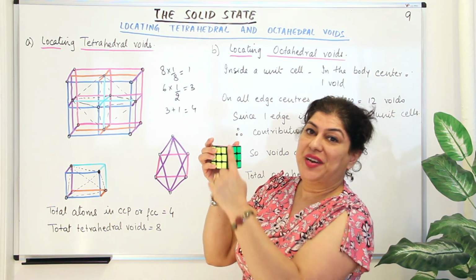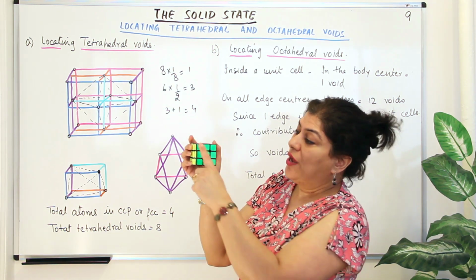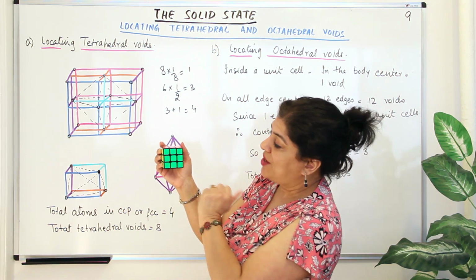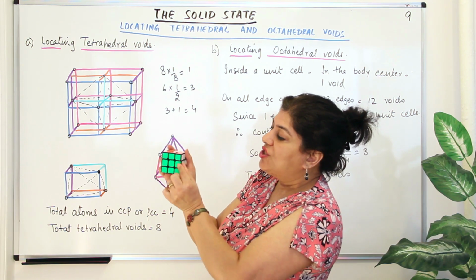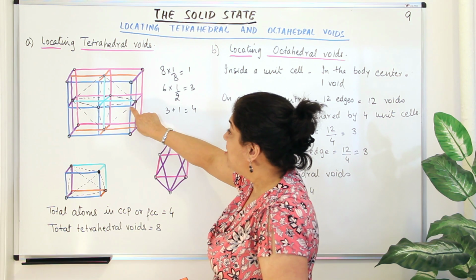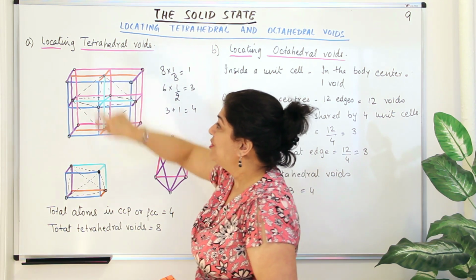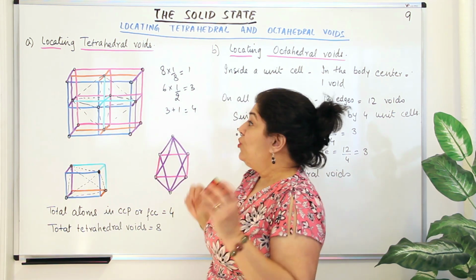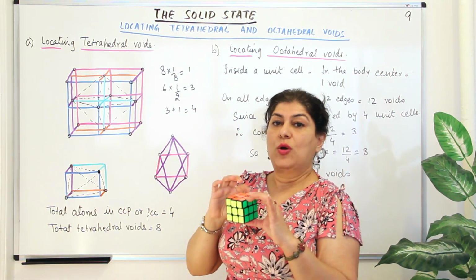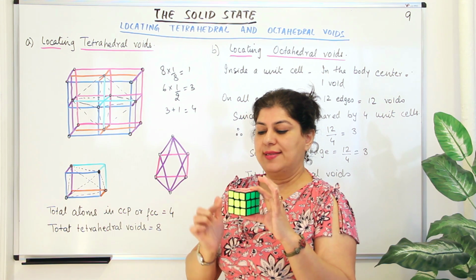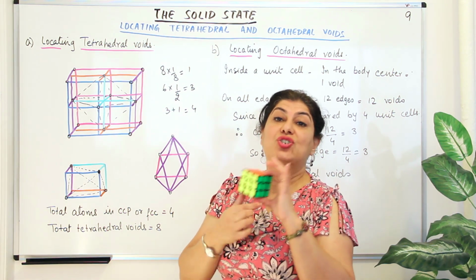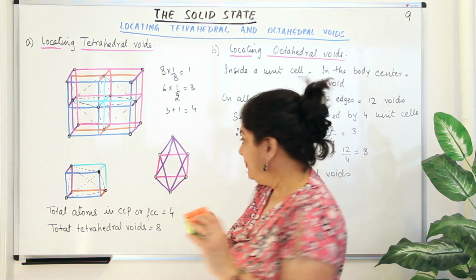This is an imaginary line that is joining these two atoms. Which points are occupied? The corners are occupied and the face centers are occupied. So every edge center is an empty space, which means every edge center is a void too. So how many edges does a cube have? A cube has 1, 2, 3, 4, 5, 6, 7, 8, 9, 10, 11, 12. It has 12 edges, right?